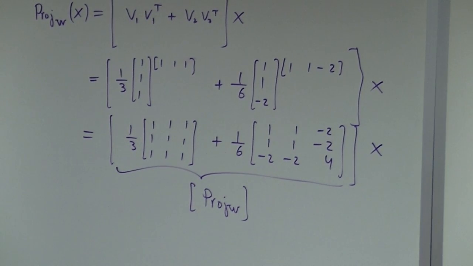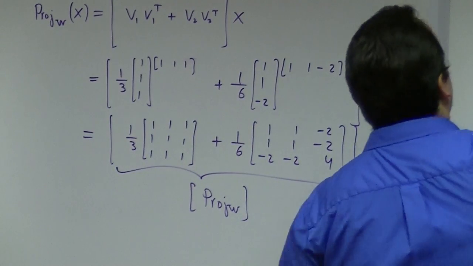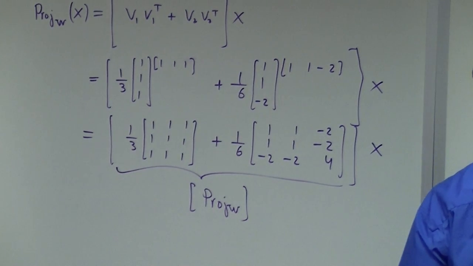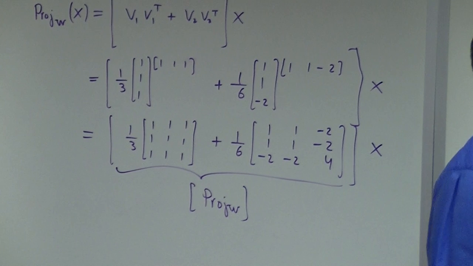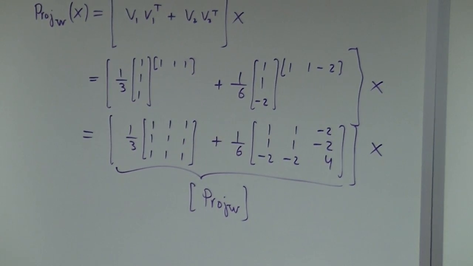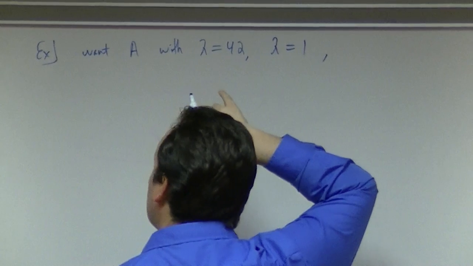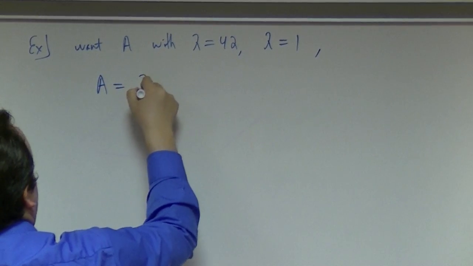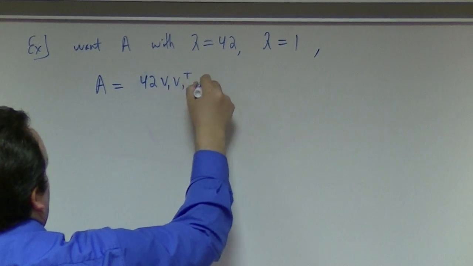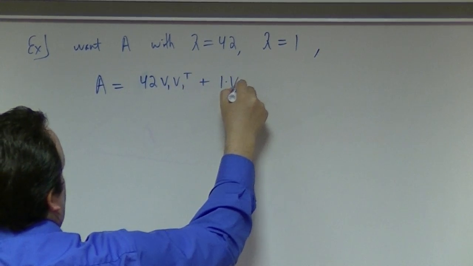Another game you can play, guys: suppose you wanted to create a matrix which has eigenvalues, you pick your eigenvalues. What eigenvalues do you want? 42? Okay. You want lambda equals 42, and what else? Lambda equals 1? Okay. So what we could do is use A equal to 42 V1, V1 transpose plus 1 times V2, V2 transpose.